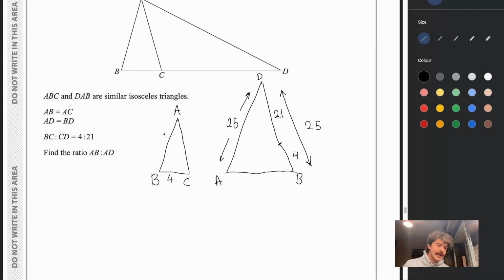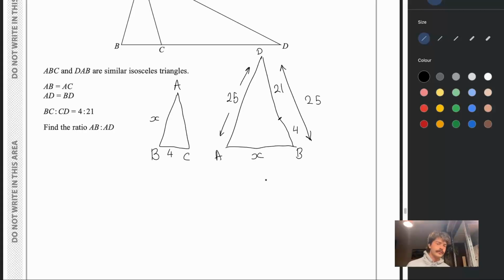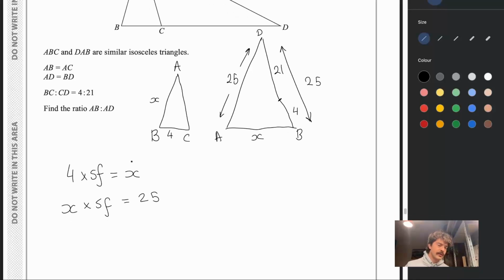So what we can say is that actually this length here, x, is exactly the same as this length here, x. Interesting. So we can say that 4 multiplied by our scale factor, let's call it SF, is going to be equal to x. We can also say that x multiplied by our scale factor must be equal to 25. As such, we get left by quite an interesting equation where we've got our value that is shared and our scale factor. If we take this second equation and make sure that x is equal to 25 divided by our scale factor, well, we can now set our first equation equal to our second one.